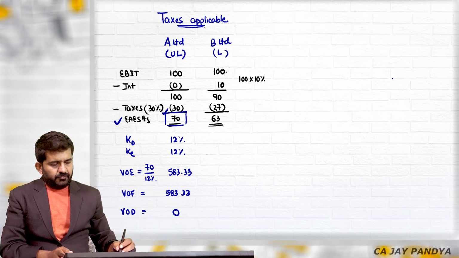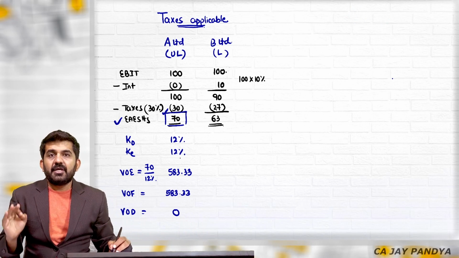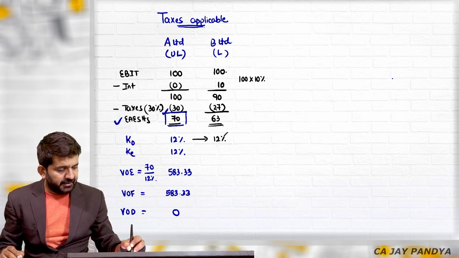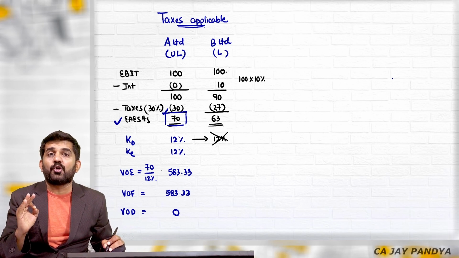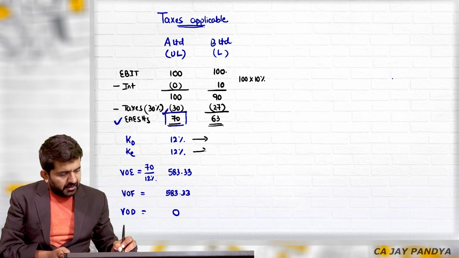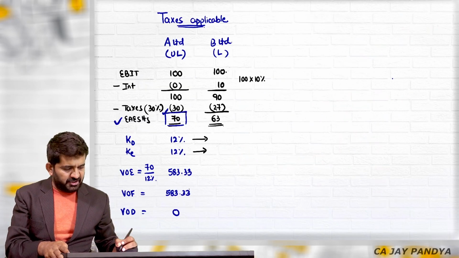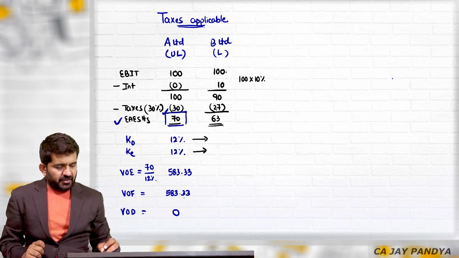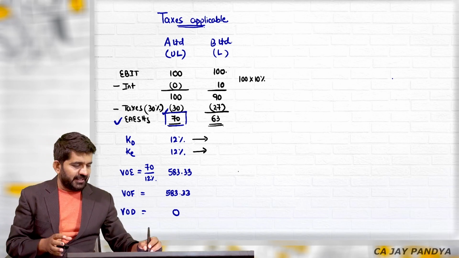All right. Let us go to B Limited, which is the levered firm. Try to understand. Even Modigliani-Miller does not say this will be 12%. He says KO will remain the same only if there are no taxes. So I cannot write down 12% over here. KE never remains the same. Even in the no taxes scenario, KE is changing. Value of equity will not remain the same.